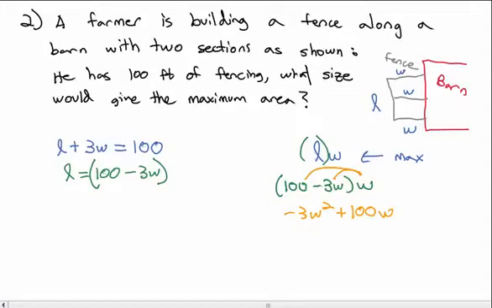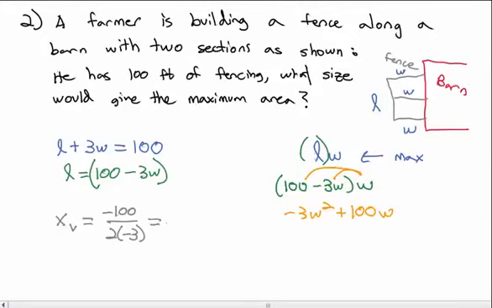Again, this problem is asking for what size gives the maximum area. When does that maximum occur? We don't care what the maximum is. We don't care about the area. That's not what the question is asking. The question is asking what is the size of the fence. So that's just the x vertex formula, which is the opposite of b, negative 100 over 2a, which is negative 3.